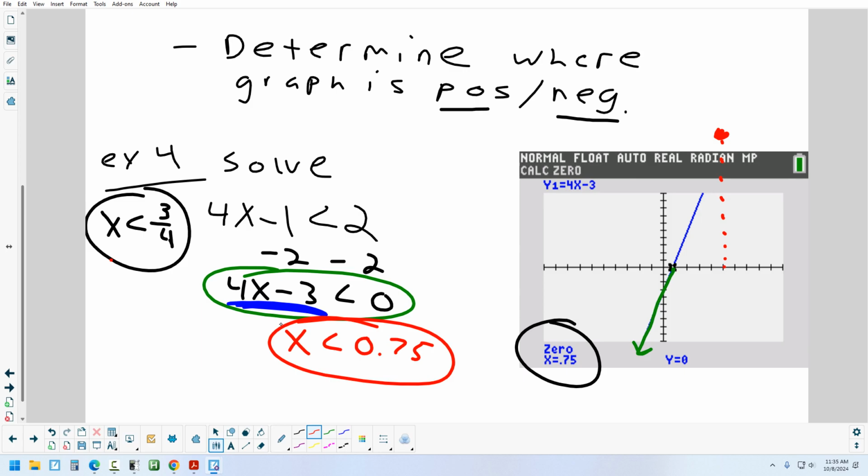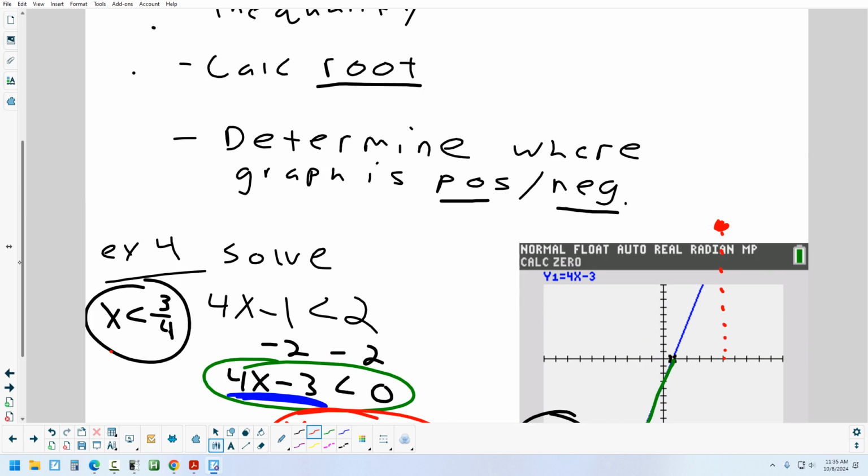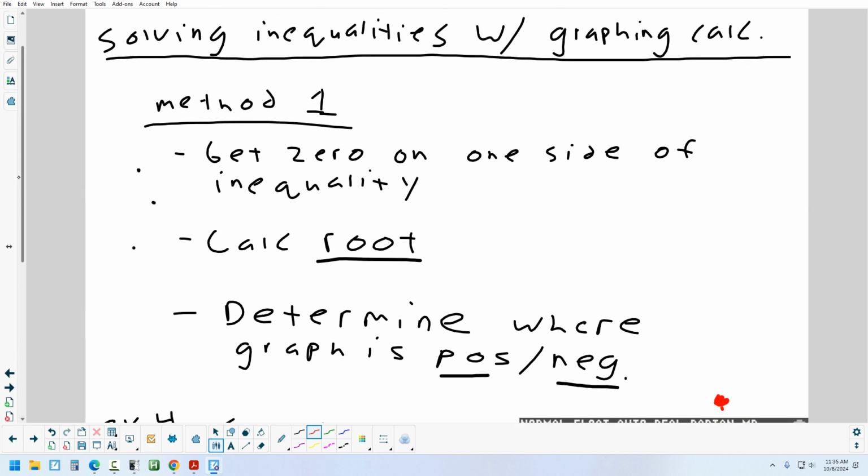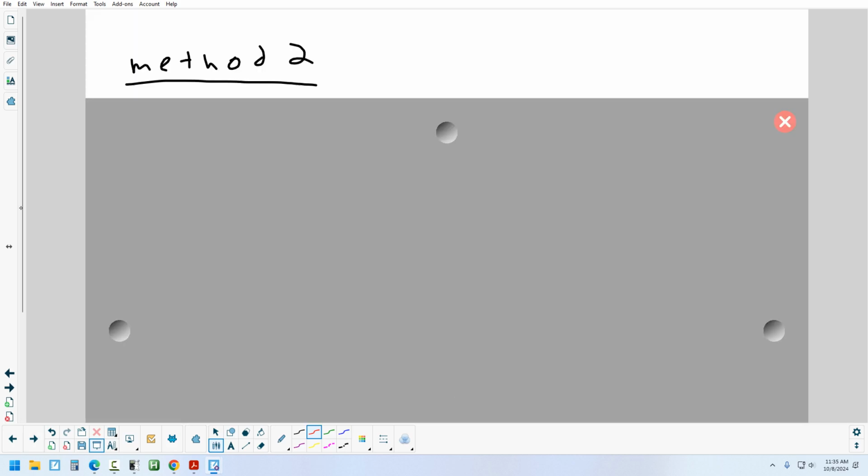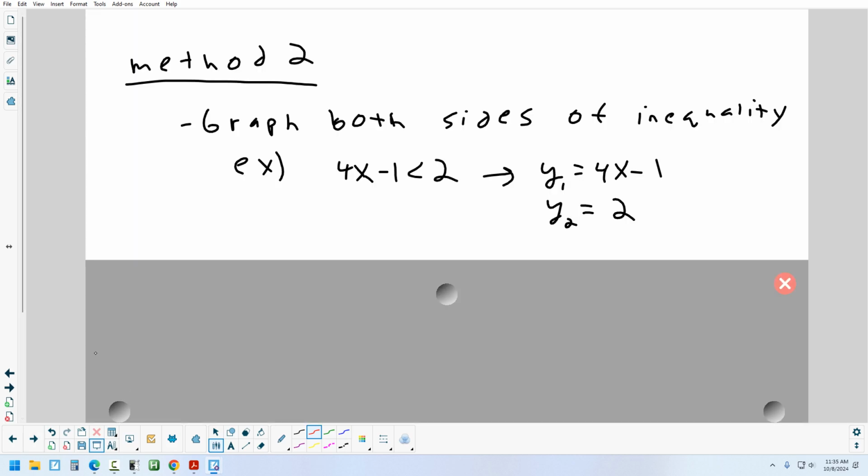Okay, so that's one way to solve an inequality: calculate a root. Okay, second way. Instead of calculating a root and rearranging it so we get 0 on one side, we're just going to leave it the way it is. Whatever's on the left, leave it. Whatever's on the right, just leave it. Graph both sides the way it is. So this is the same problem we just did. I'm doing it one more time.